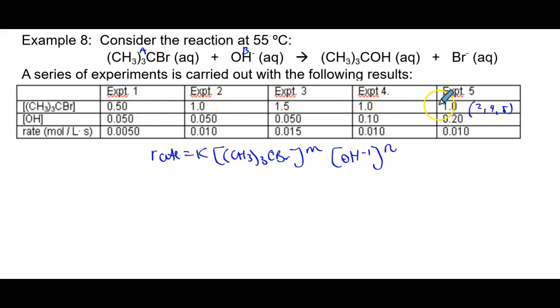Meaning experiments 2, 4, and 5 all have the same concentration for that reactant and nowhere else. Now you could have two sets, but in this case we didn't for the first reactant. For the hydroxide reactant, I see that it's constant with respect to experiments 1, 2, and 3. Now this is the rate down here, so we don't care. We're not worried about where it's constant with that.